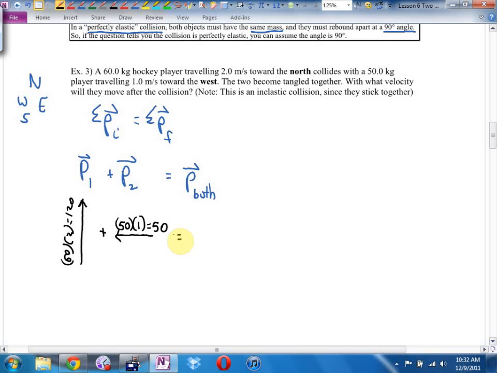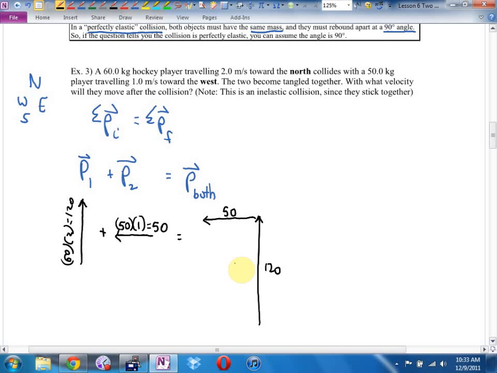So ready? 120. 50. See the difference, by the way? This was the same, but now we're actually adding pictures. What's my resultant? How am I going to draw it, first of all? It's always from the tail of the first one to the tip of the second one.